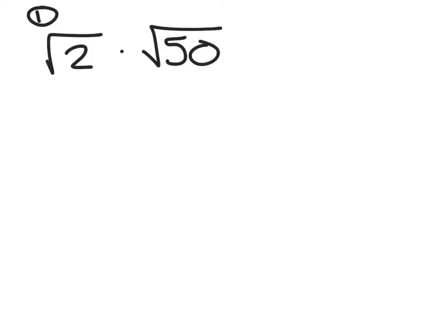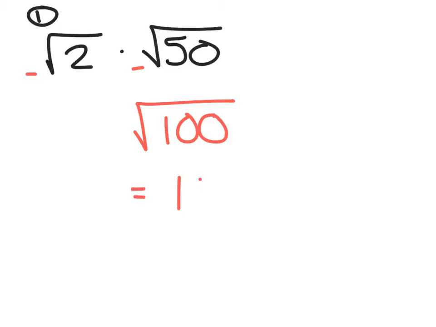Number 1, radical 2 times radical 50. So the rule says we're going to multiply first, the numbers outside and inside. Well, remember, technically there's a number 1 in front of these radicals, so I get 1 in front of this radical, square root 100. And hopefully we know that answer is a nice even 10.